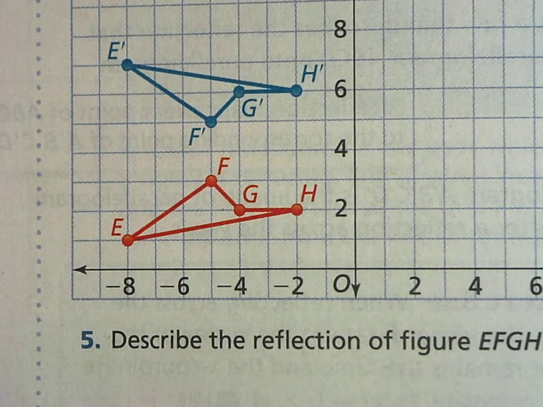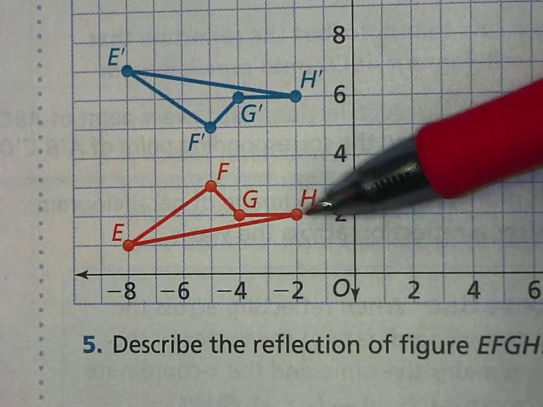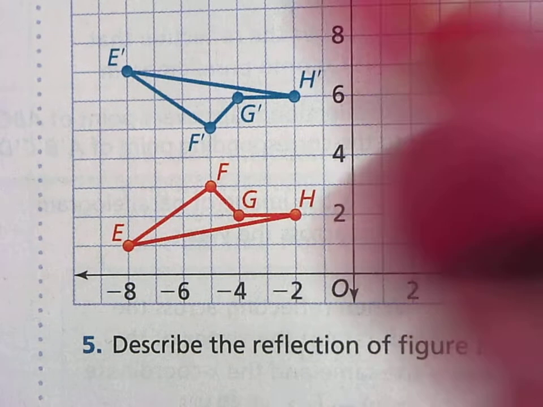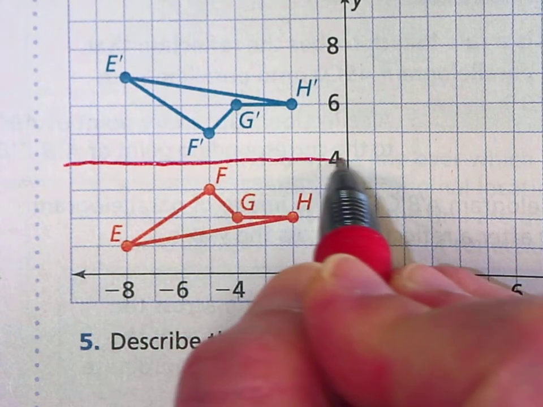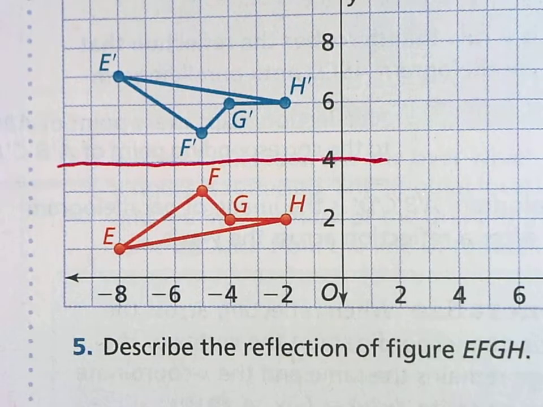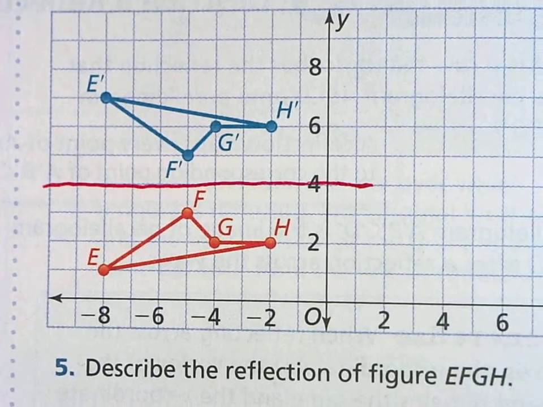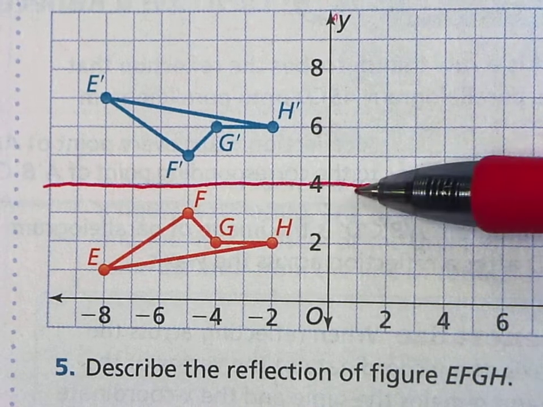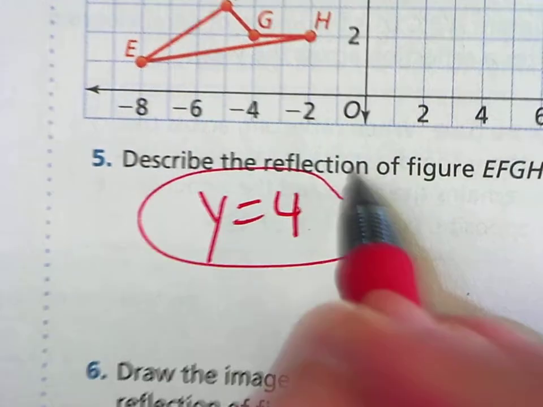So now your job is to figure out what the middle of these two figures would be. See, this is your pre-image, what you started with. This is your image after you reflected it, because it has the prime signs. If we were to draw a line right in the middle of those, it would be right here. That is the middle of these. So our line of reflection, the way we write this is, see how it's crossing the y-axis at 4? So our line of reflection would be y equals 4.